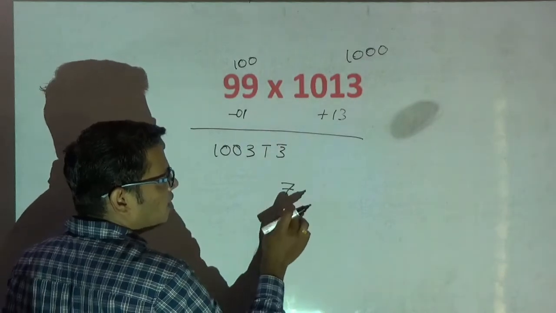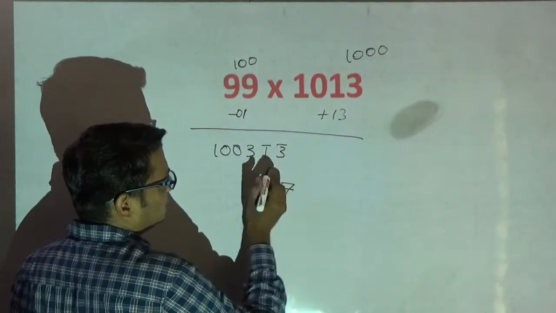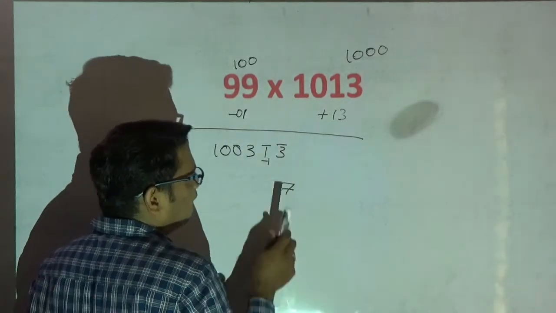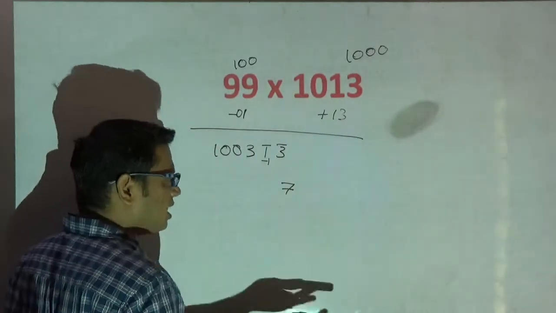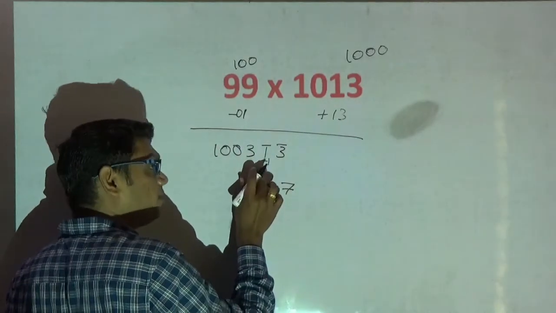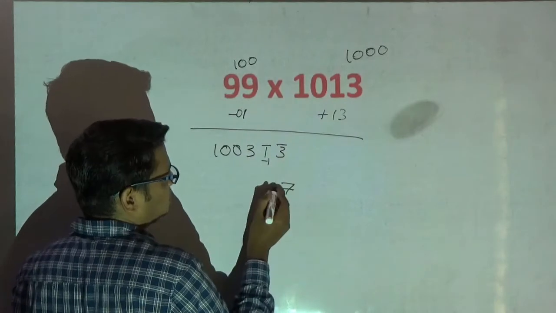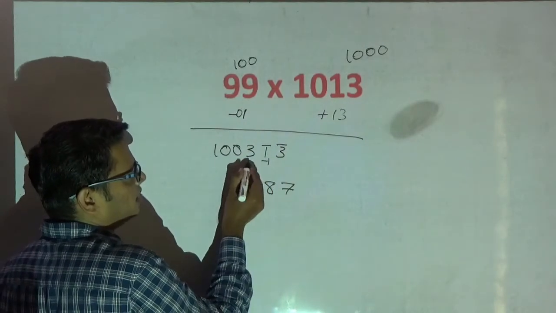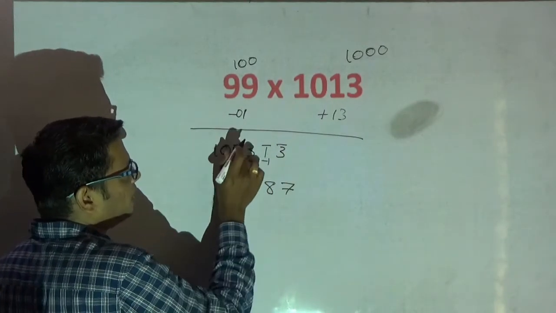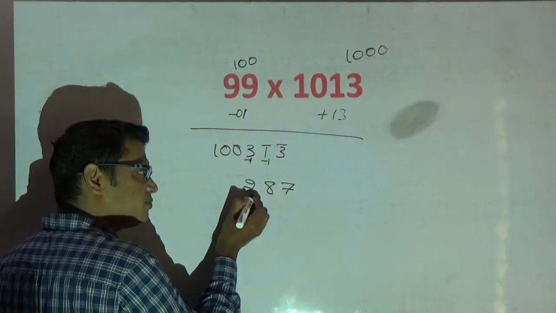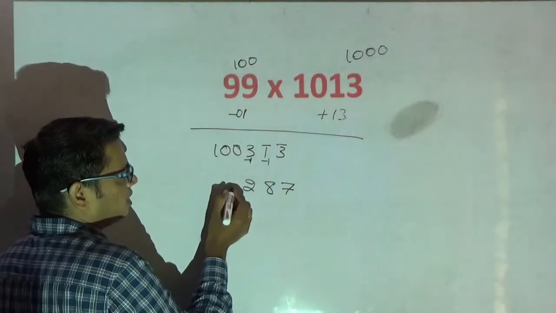10 minus 3. Whenever the right side digit is negative, the left side digit you have to reduce by 1. It is already minus 1. If you reduce again by 1, it will become minus 2. What do you mean by minus 2? 10 minus 2, that is 8. Whenever you have a negative number, the next left side digit you have to reduce by 1. 3 minus 1 is what? 2. 2 is positive. Don't do minus 1 for the next numbers now.